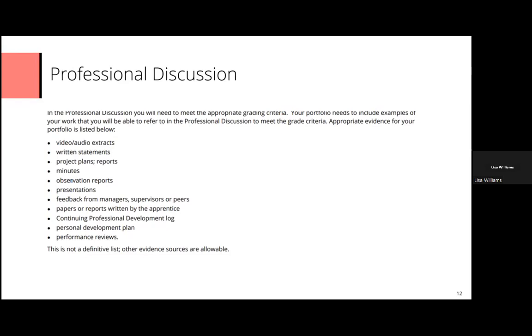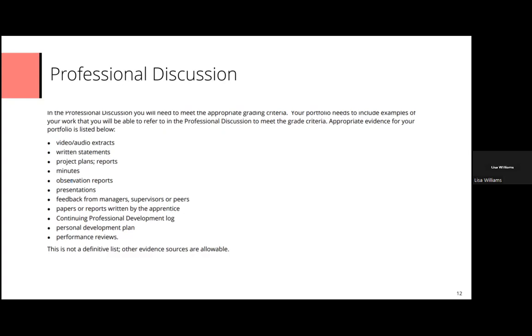Now on my slide, there's a screenshot, again, from the resources on ACE360 in relation to professional discussion and the portfolio. This is a list of examples of evidence that can be used within that portfolio that is submitted. This is not a definitive list, it's just a guide to give you some ideas of what you may want to put forward.